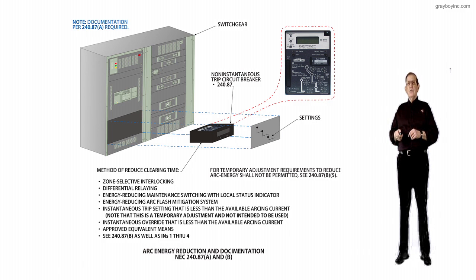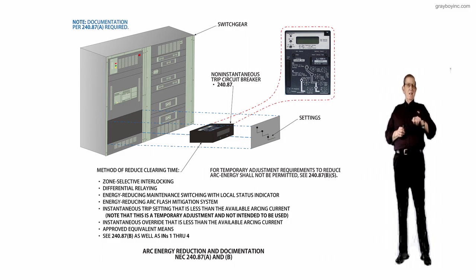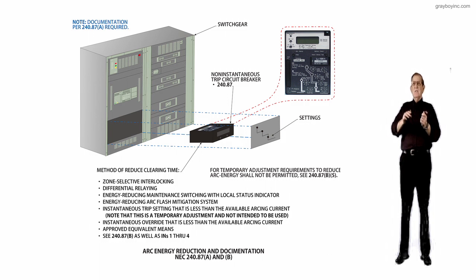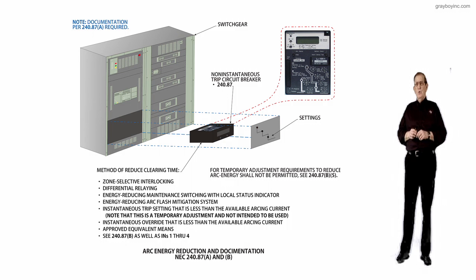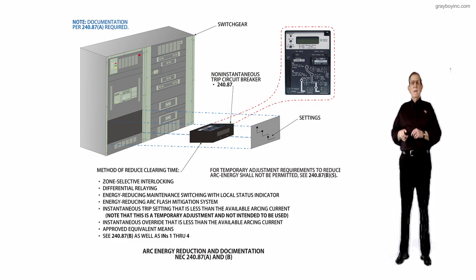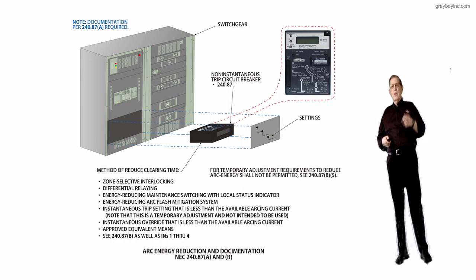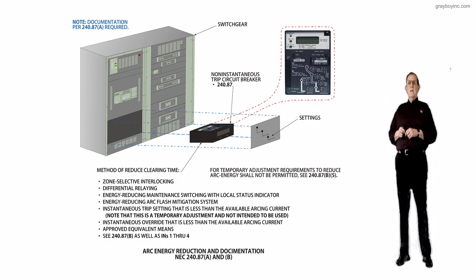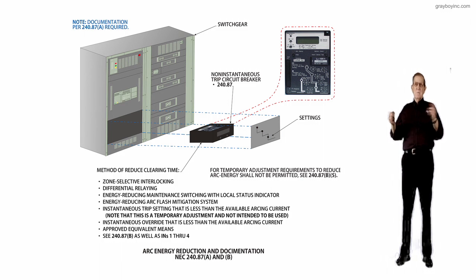Now, instantaneous trip that is less than the available arcing current, then we're saying that the instantaneous trip would be less than the arcing current in this case. And notice this is a temporary adjustment and not intended to be used by this new rule. Instantaneous override that is less than the available arcing current. And so what we're doing, we're overriding the instantaneous value and we're picking up that 38% that we talked about of the arcing current of a 480 volt system. And of course, that depends on conditions.